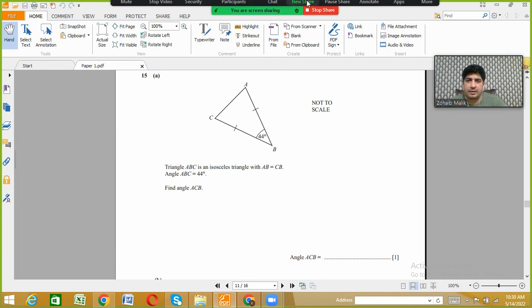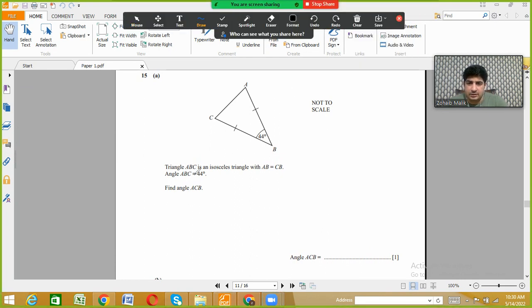So here we have to find: triangle ABC is an isosceles triangle with AB equal to CB, and the angle is 44. We have to find ACB. ACB is very simple to find, as we know if the triangle is isosceles, then the two sides and two base angles would be the same. If this is x, this would also be x. So x plus x plus 44 is equal to 180.